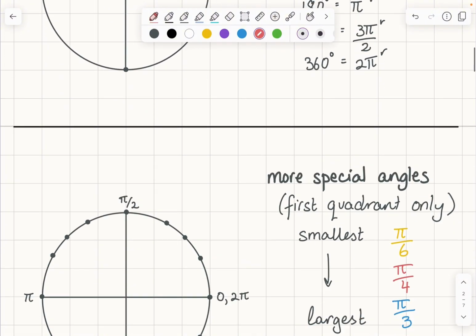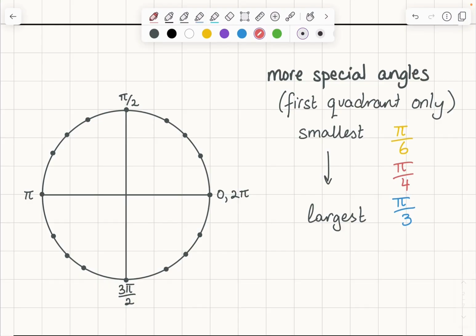So let's move on and let's look at the other special angles. This one is really cool because they give us our exact values. So we start off with the smallest angle, pi on 6. And then we jump up to our next angle. It's exactly halfway between 0 and pi on 2. That is pi on 4. And then we jump up here. Our largest angle, so that goes from 0 all the way up to the blue line, pi on 3. So these are our 3 angles in the first quadrant.